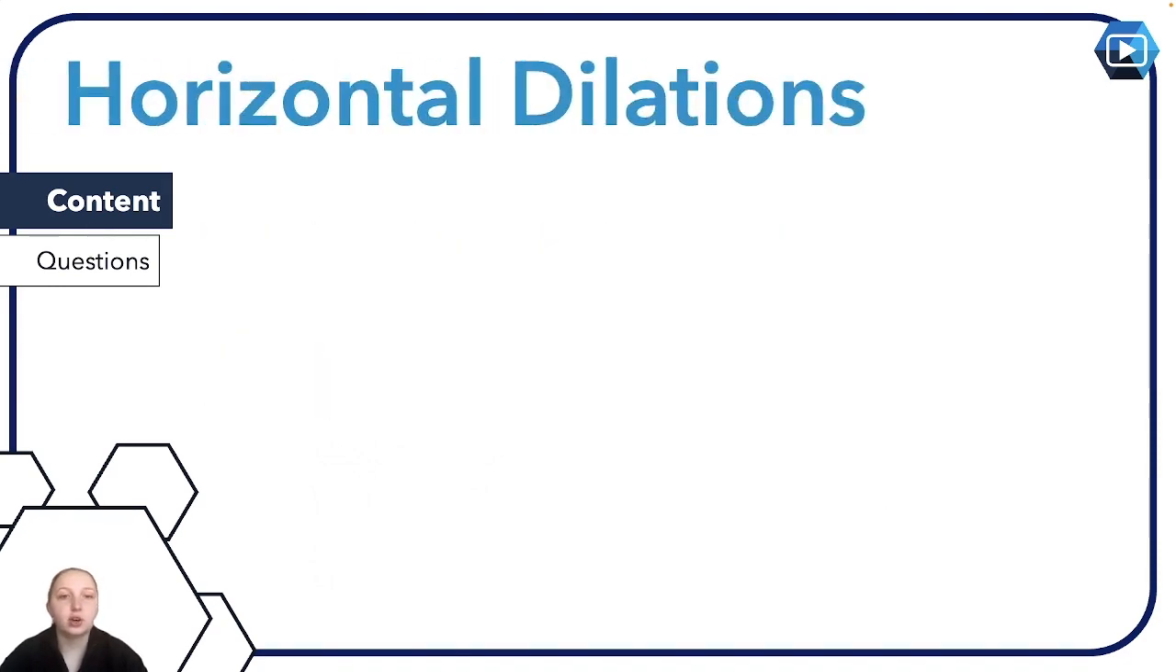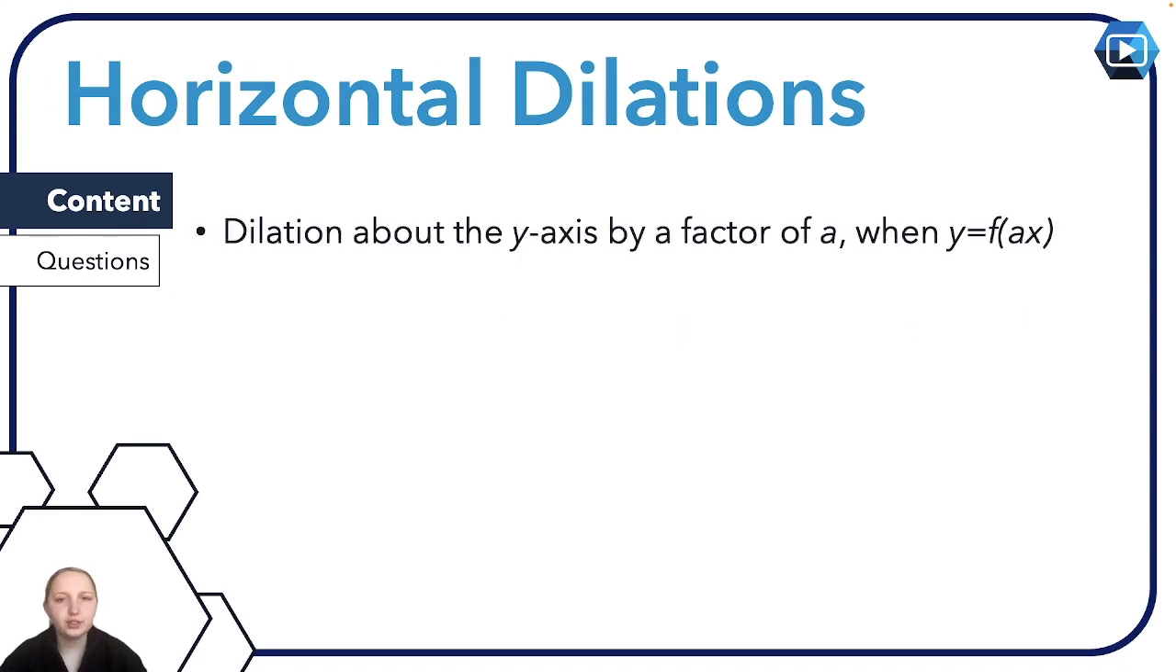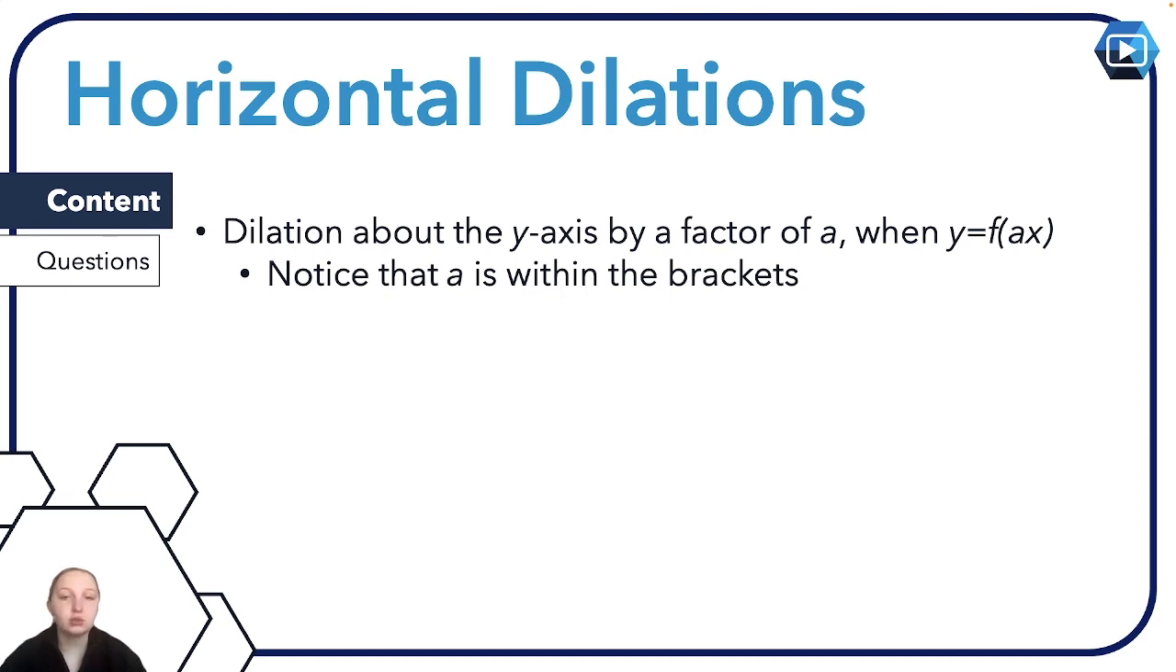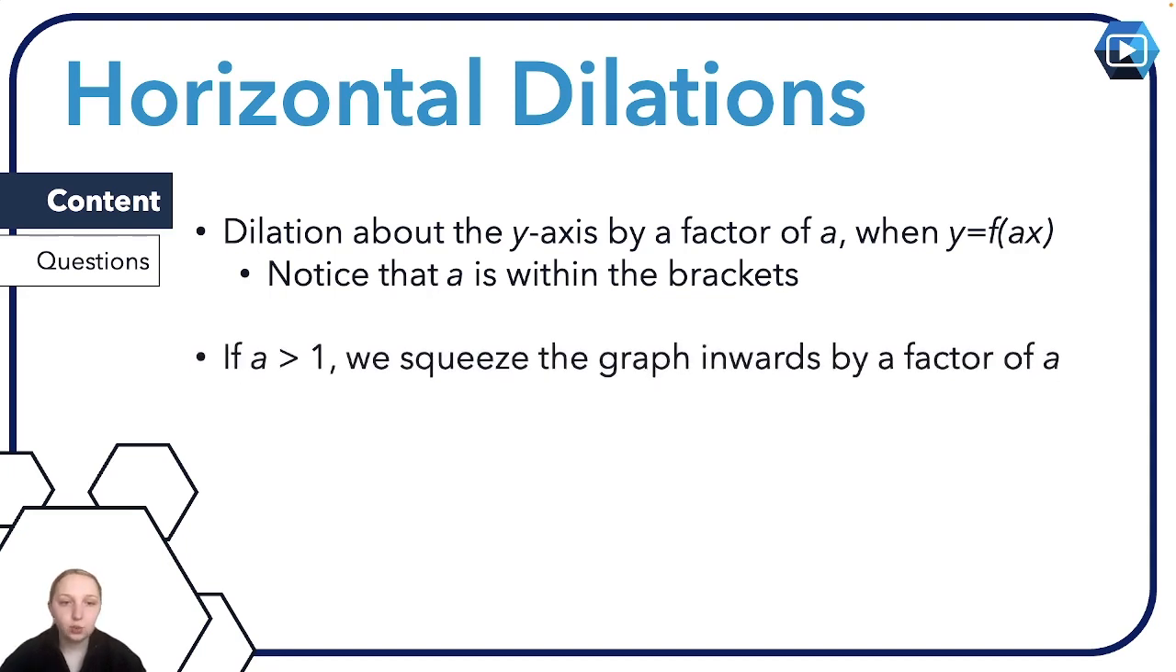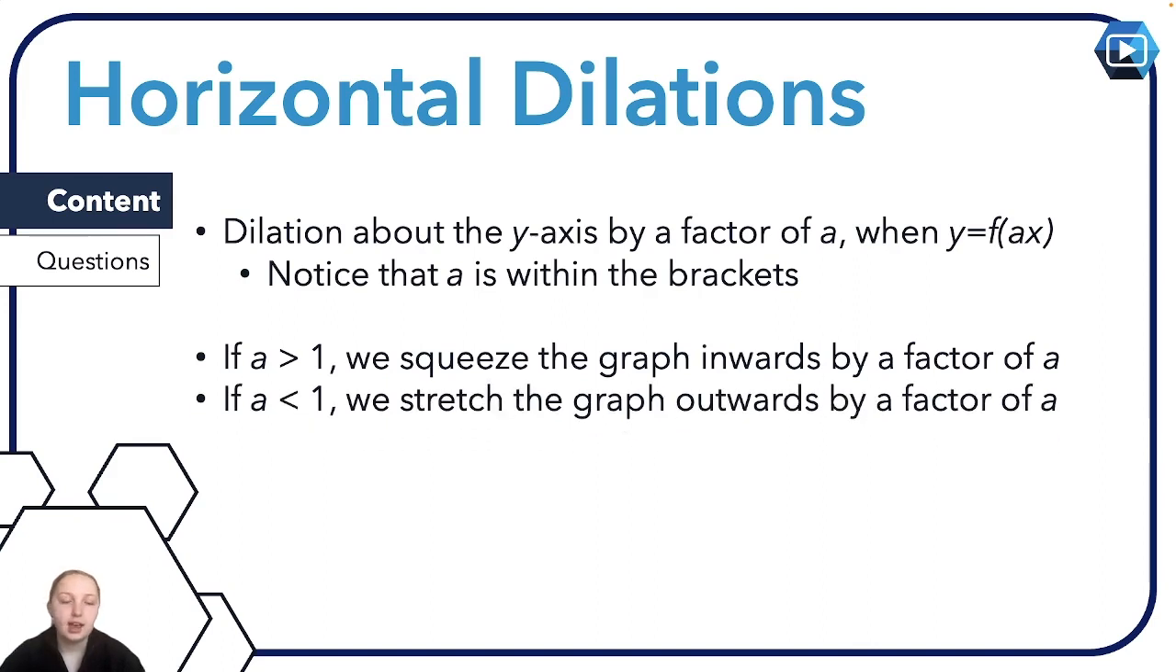Next, we'll have a look at horizontal dilations. Your horizontal dilations are dilations about the y-axis by a factor of a when y equals f(ax). Noticing here that your a occurs within the brackets. Just like with horizontal translations, where the b was inside the brackets, with horizontal dilations you also have a inside the brackets. If your a is greater than 1, you're going to be squeezing the graph inwards by a factor of a. On the converse, if you've got a less than 1, you're going to be stretching the graph outwards by a factor of a.